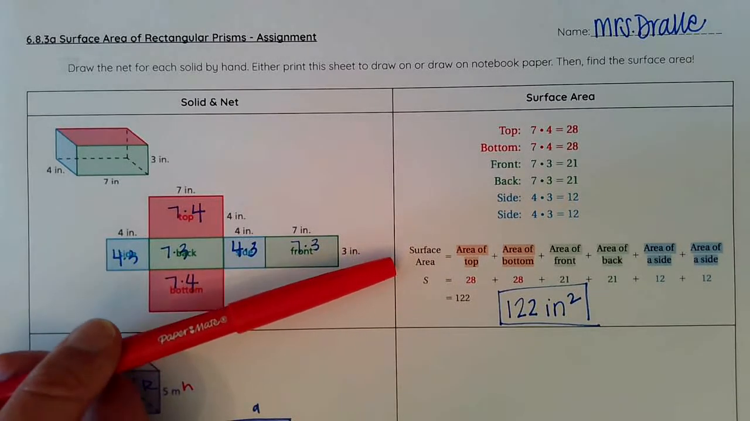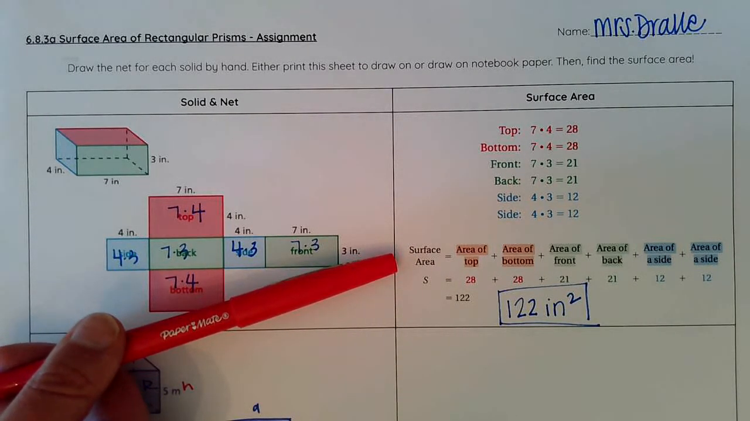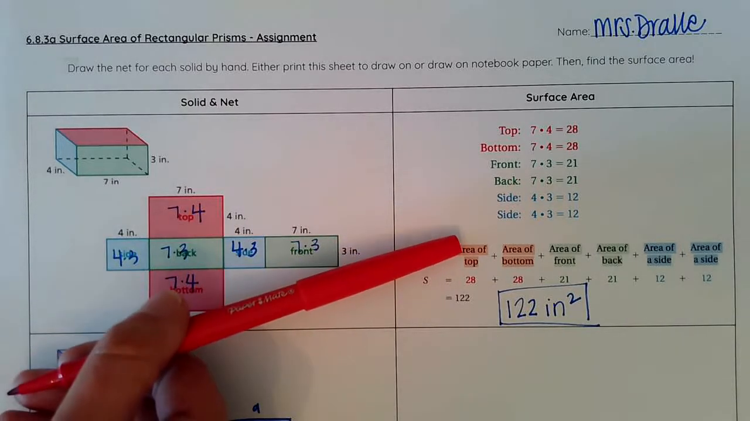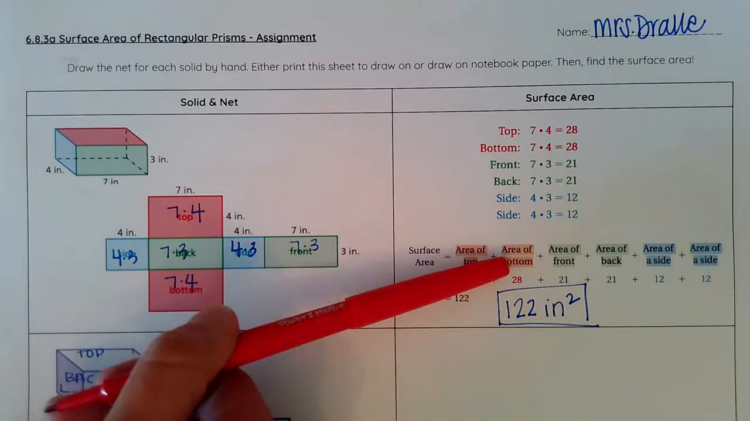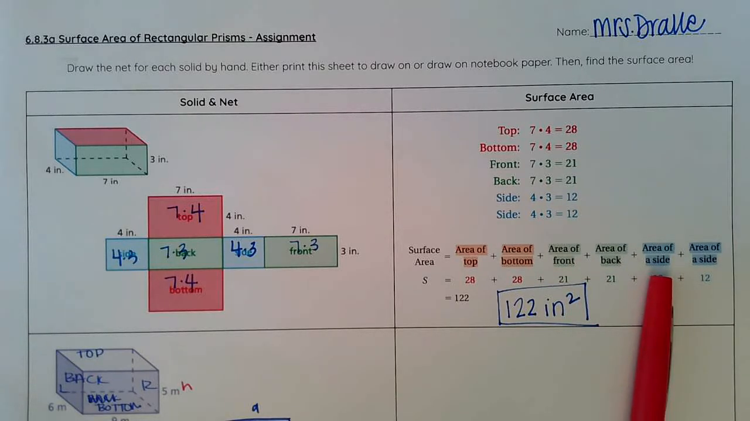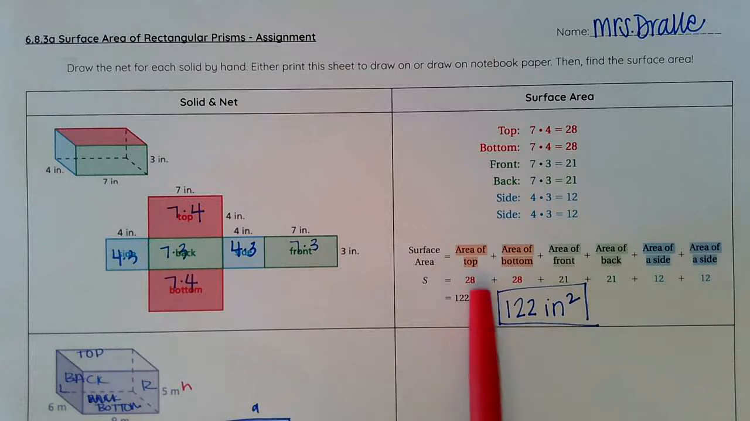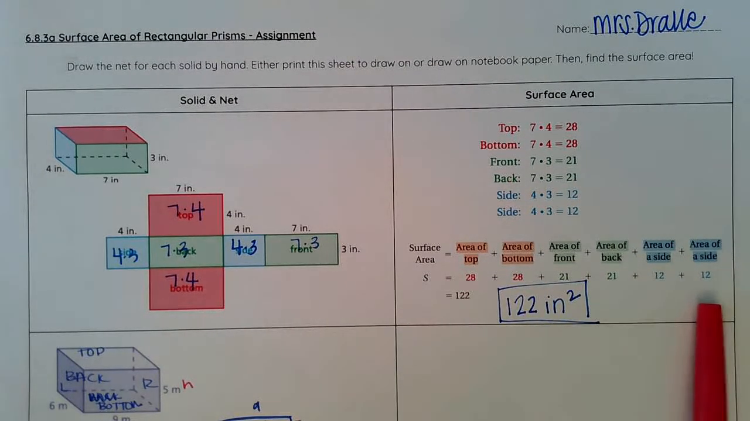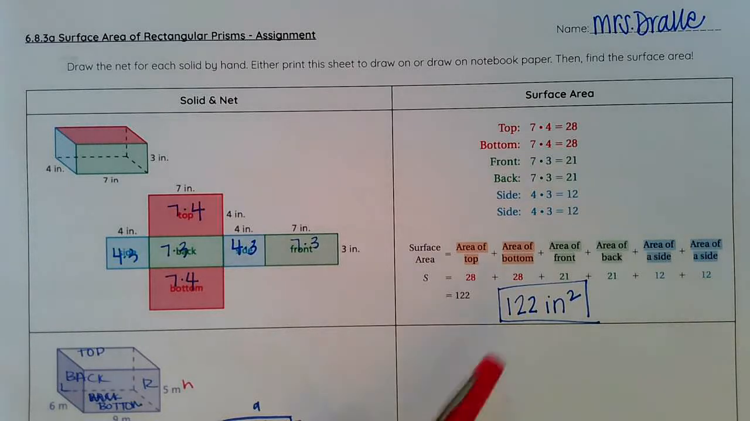From there, it helps to set up that formula. Surface area equals the area of the top plus the area of the bottom plus the area of the front, the area of the back, the area of the left side, and the area of the right side. I substitute in my areas and add them all up. When I add these all up, I get 122 inches squared. So that is the area of the entire surface of my 3D figure.